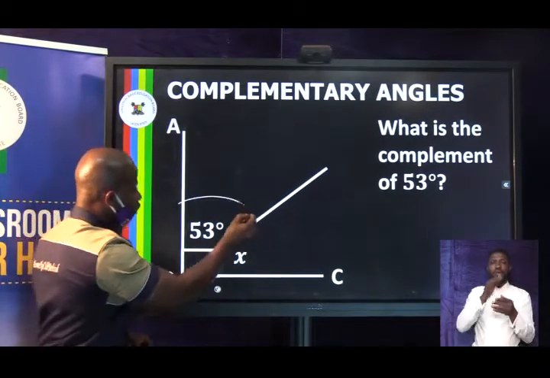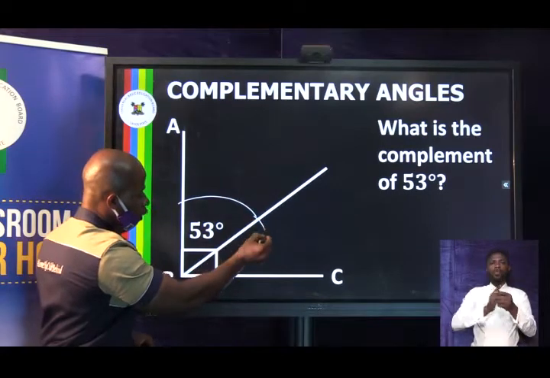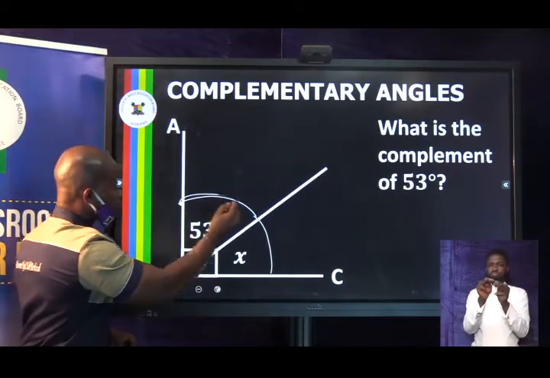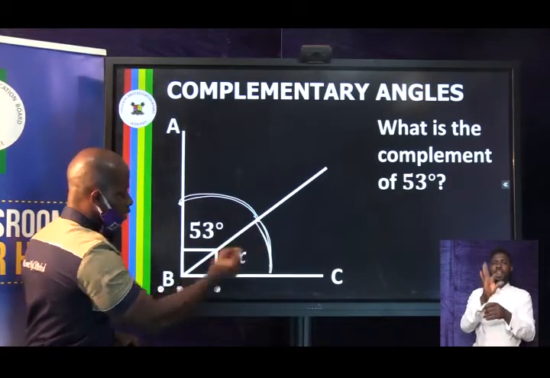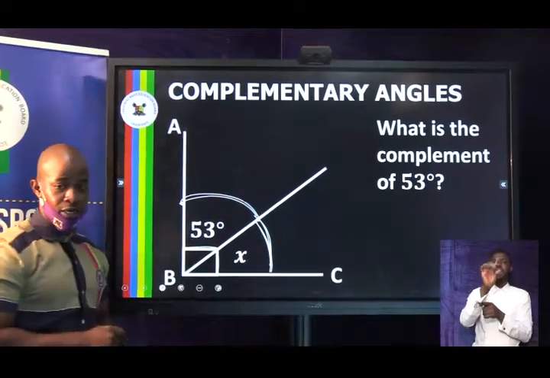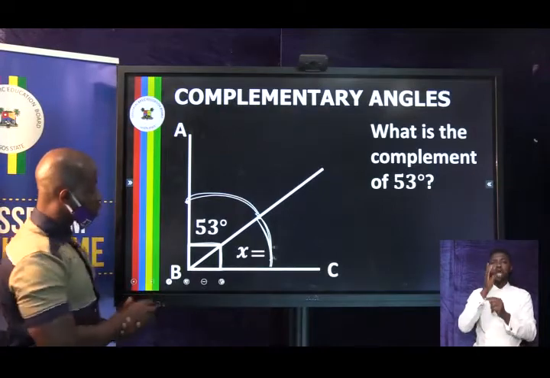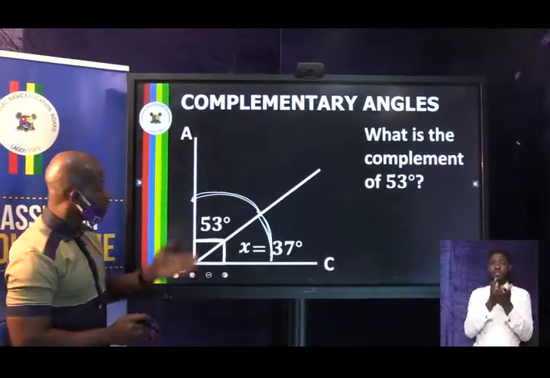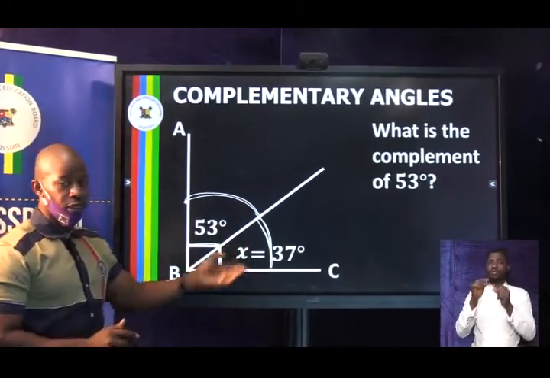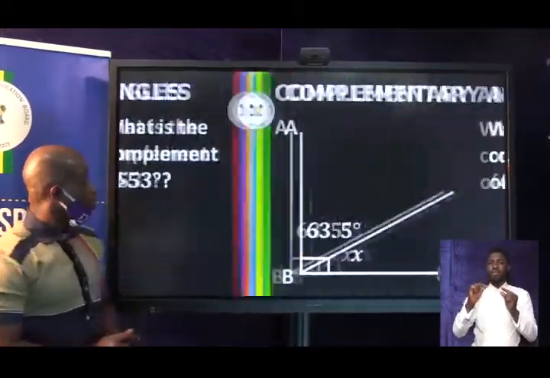It means, what will I add to 53 to complete the journey? I'm starting from here, I move 53 degrees. How many degrees must I move to complete the journey to 90? Because everything is 90. Now, your answer should be 37 degrees. I'm sure you got that right. The complement of 53 degrees is 37 degrees.